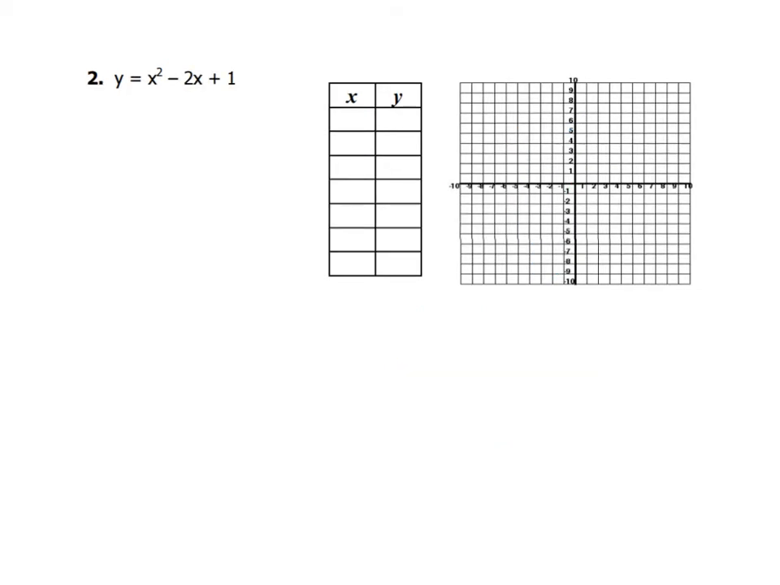So here's the next one. Y equals x squared minus 2x plus 1. Put that into Desmos and get the graph of the parabola. Okay, did you get it? So the next thing you need to do is hit your gear button, get the table. I want you to find the vertex, put the vertex in the middle, and then fill out the rest of the table.